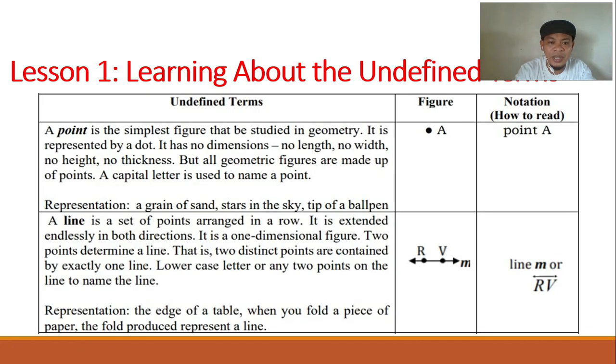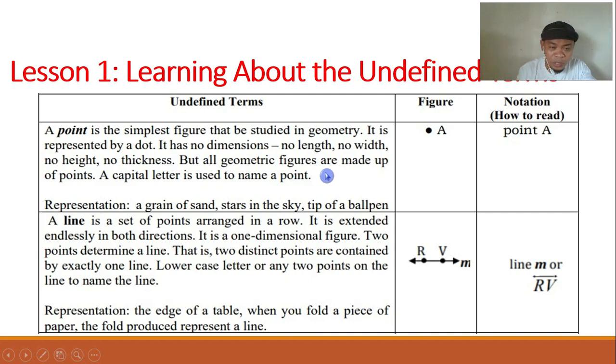So we have here the undefined terms. First column, undefined terms. Second column is the figure, and the third column is the notation. So first, undefined terms, we have here point. A point is the simplest figure that we studied in geometry. It is represented by a dot. It has no dimensions, no length, no width, no height, no thickness. But all geometric figures are made up of points. A capital letter is used to name a point.